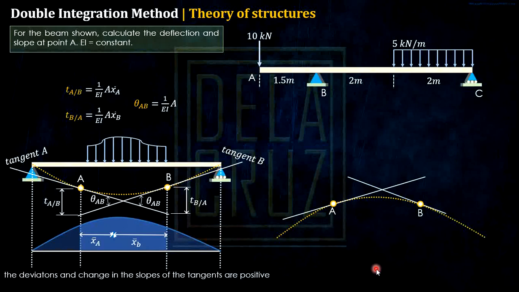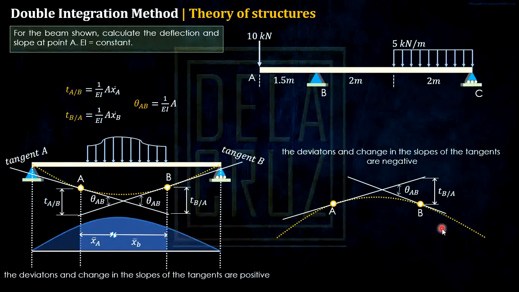Ito yung two tangent lines, and consider this as deviation of B tangent A. So, this deviation, look at this. This is below the tangent line of A, so this is negative. And this theta AB naman, that is also negative because the beam is bended downward. Okay ba? So, kailan ba ito nangyayari? Kadalasan itong nangyayari yung negative when ganito, overhang. Di ba magbe-bend yung beam pag ganito? So, nag-bend siya downward at this point. Then, balik sa taas. Okay, so the sign convention is here. The deviations and change in slopes of the tangents are negative.